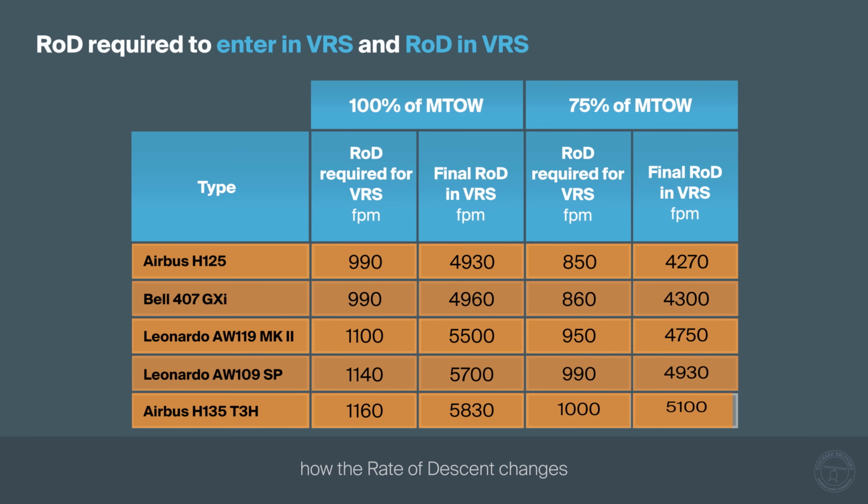This table shows how the rate of descent changes in the medium disk load category based on the rules of thumb calculations. Now, you can compare how the values of the different medium disk types change. Note, at 75% of maximum takeoff weight, the H125, for example, will behave like a helicopter with low disk loading.